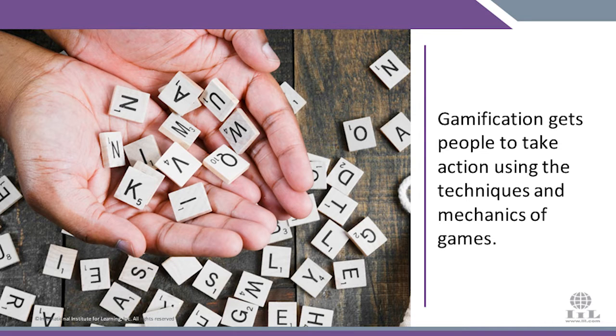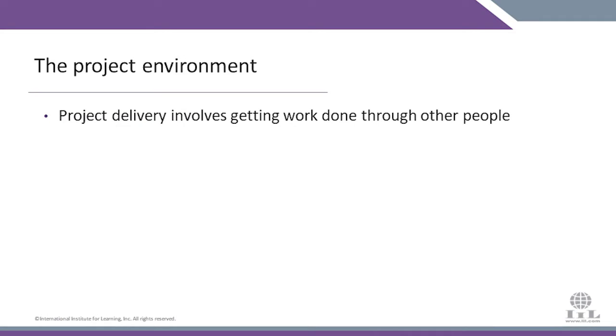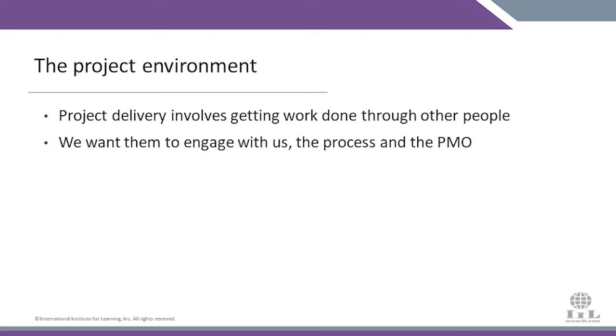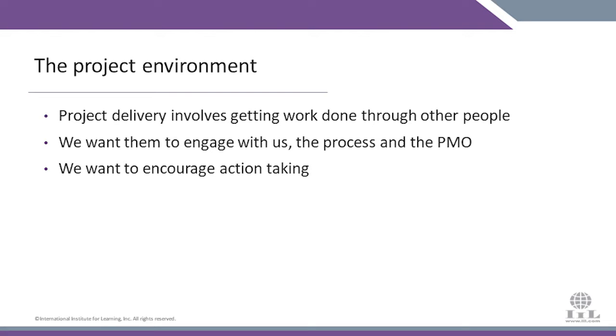So why is it relevant to us on projects? I look at the world that projects work in, the project environment that we have, and I know that project delivery involves getting work done through other people. We need to have engagement on projects because we want them to engage with us, with the process, and with the PMO, the people in the PMO and the reporting process that we have to do as part of the way that projects are managed professionally within our organisation. We also want to encourage action taking. When we're working with other people, it's really important that we get them to take action and to do their project tasks, and that if we can make that even a tiny bit more fun and easier for them, we might encourage them to prioritise the work that they need to do for us.